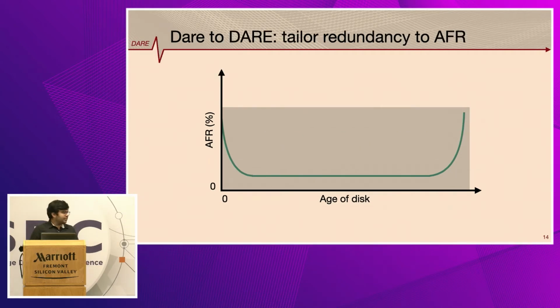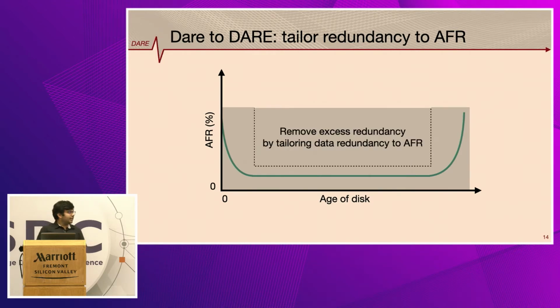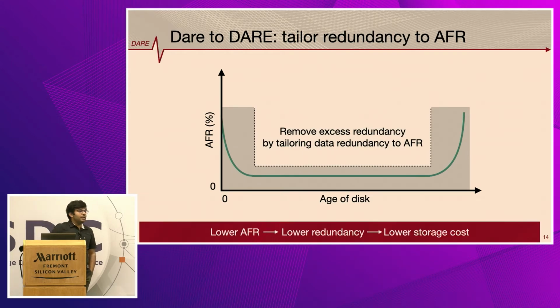Now, the concept of disk adaptive redundancy is to identify this low failure rate regime of useful life and then remove excess redundancy by tailoring the data redundancy to the observed AFR. When you have lower redundancy in response to lower failure rate, you have lower storage overhead and therefore lower storage cost.